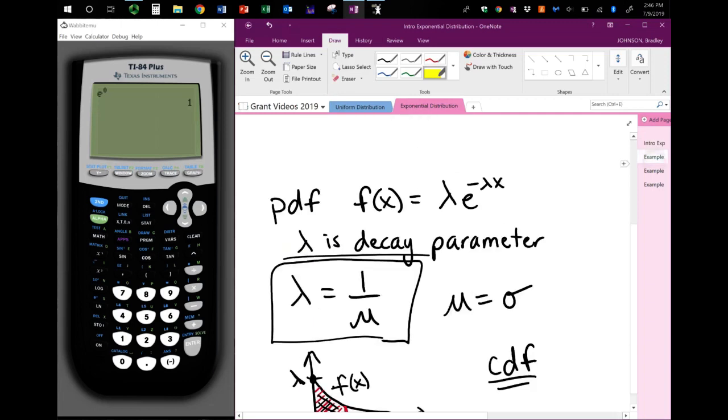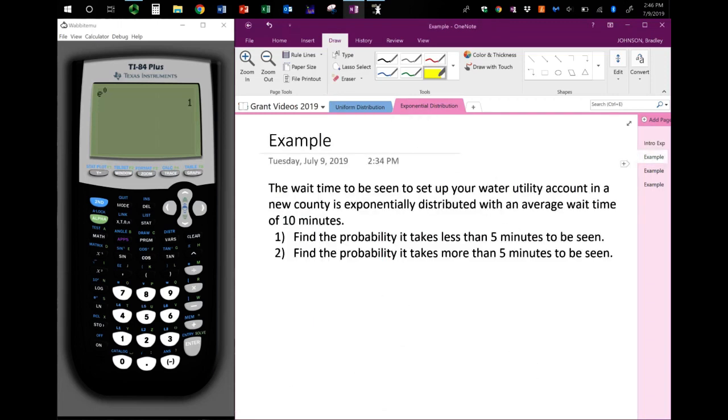Okay, let's do some examples. So imagine the wait time to be seen to set up your water utility account in a new county is exponentially distributed with an average wait time of 10 minutes. Okay, now first, you see how it says average wait time of 10 minutes? Mu is 10, right? Mu is 10, or 10 minutes, right? We also know that mu is equal to sigma.